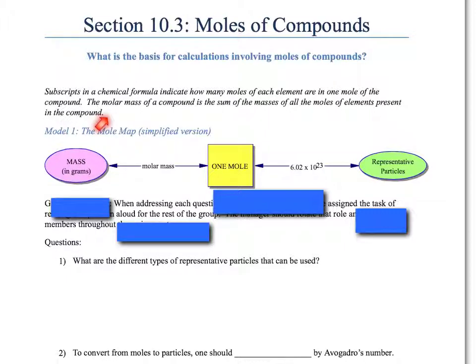Next we have the mole map, which is a simplified version of the more complicated one we looked at in section 10.2. And so here you have mass in grams, and then that's going to be converted using molar mass into moles. And moles can be converted back and forth to particles using Avogadro's number.